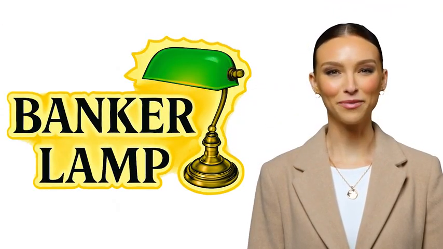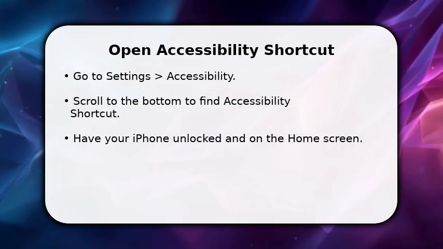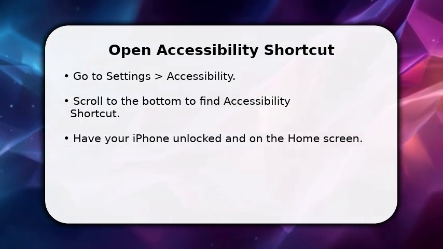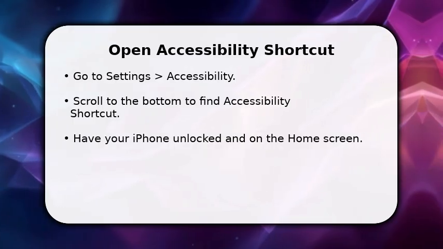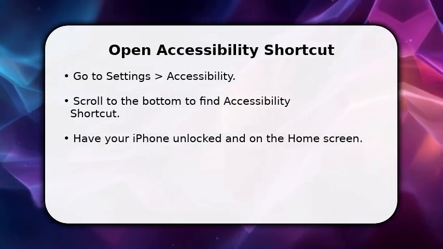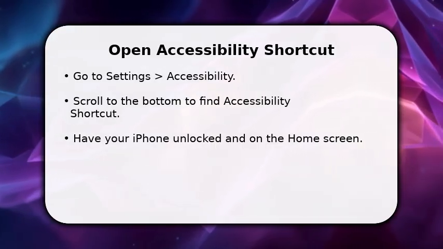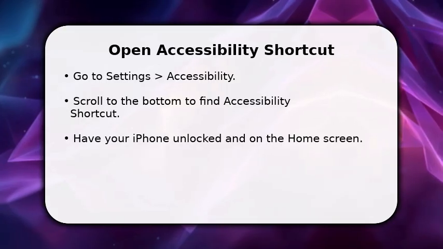Please enjoy the video. You'll start inside Settings, so open Settings and tap Accessibility right away. Once there, scroll all the way down. Accessibility Shortcut sits at the bottom of that list. This is the first actionable step because it reveals what feature is linked to the triple-click Home or Side button.